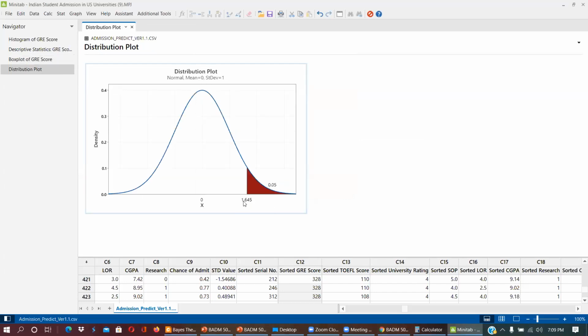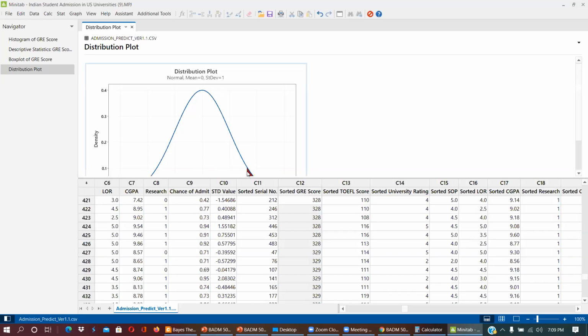So you can see this is a 0. I think this is 1.645. This is the value of, so basically, 95 percentile is here on the back side and 5 percentile is here. So somebody who is having 1.645 on a standardized score will be at the 95 percentile.